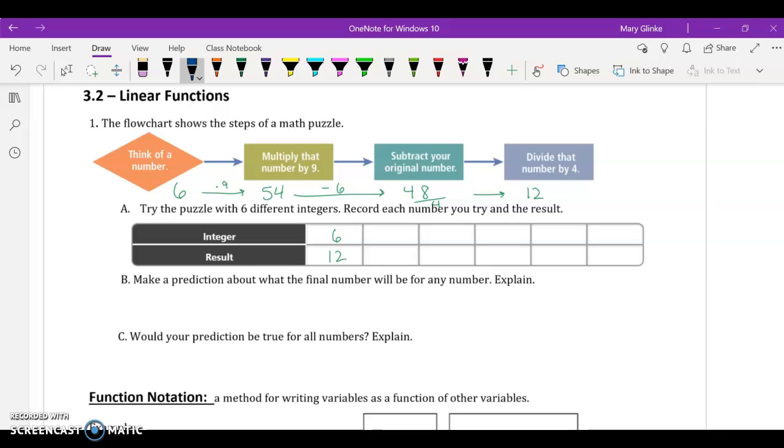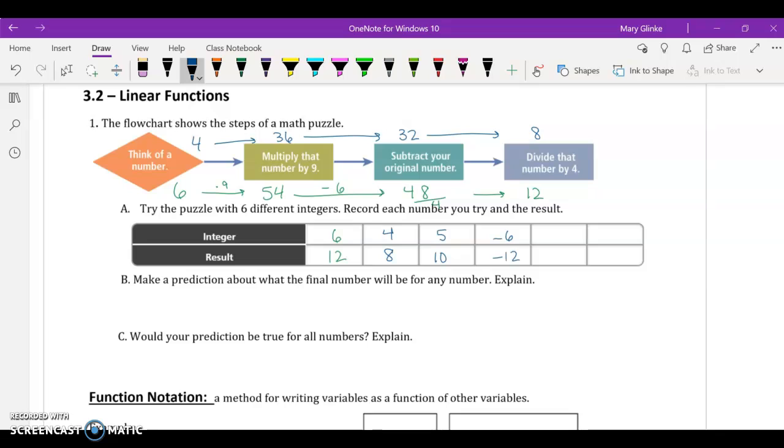Let's try it with another number. Let's do 4. Multiply that number by 9 gives us 36. Subtract your original number gives us 32. And divide by 4 gives us 8. So if I plug in 4, I get 8. If I plug in 5, I get 10. If I plug in -6, I get -12.